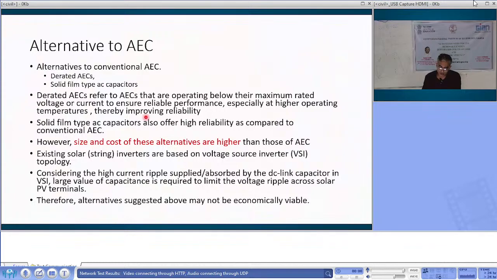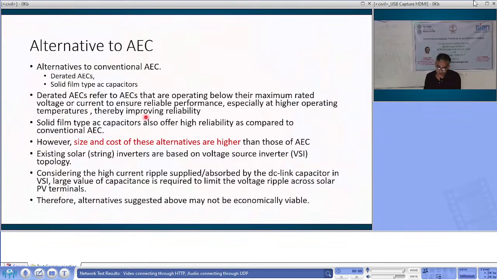The derated AECs refer to AECs that are operated below their maximum rated voltage or current to ensure reliable performance, especially at higher operating temperature, thereby improving reliability. Then solid film type AC capacitors also offer high reliability as compared to conventional ones. However, the size and cost of these alternatives are higher than what we are using right now.